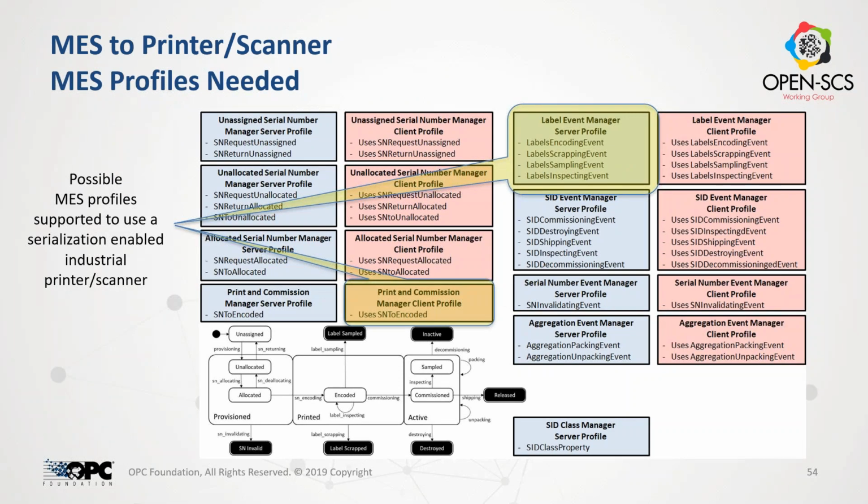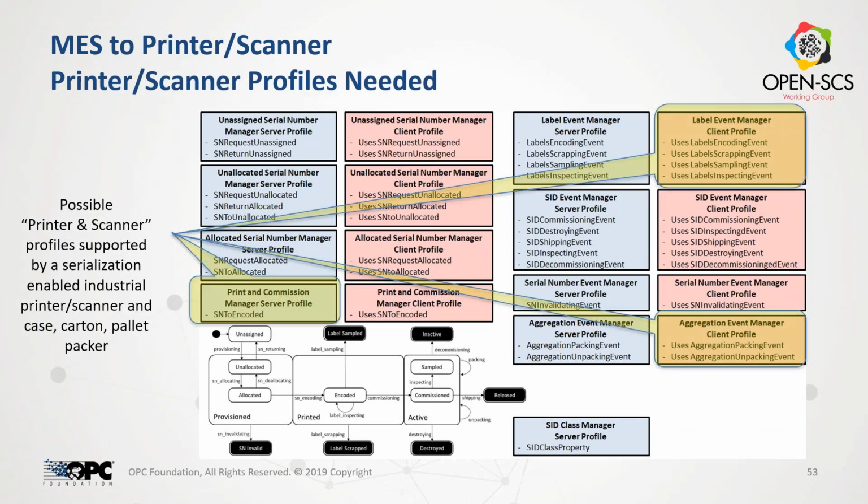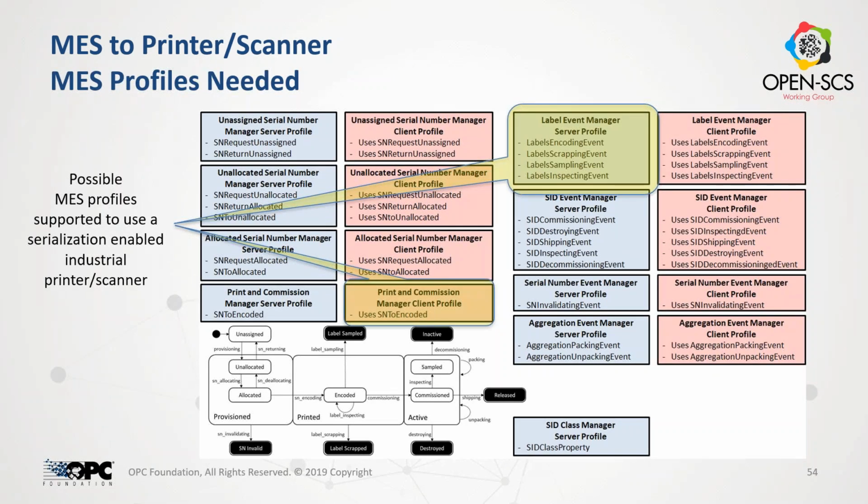So here's the MES side of it. The previous one was the printer side. Now this one is the MES side of it, and I probably should have highlighted the aggregation, but it's saying I, as a server, receive the label encoding, I receive the scrapping, I receive the sampling and inspecting events, and I use the SN2 encoding to send the serial numbers to the printer as well.